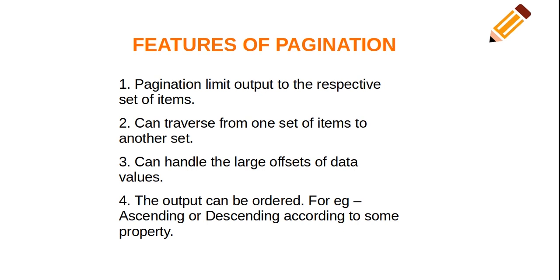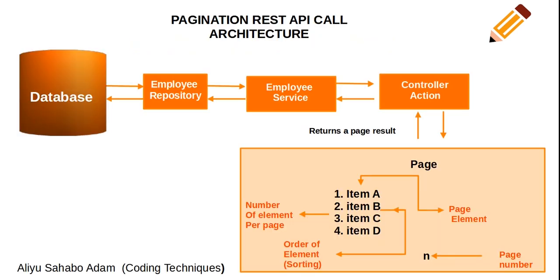Pagination can handle a large offset of data values. The output can be ordered, for example ascending or descending, according to some property. Pagination REST API call architecture.